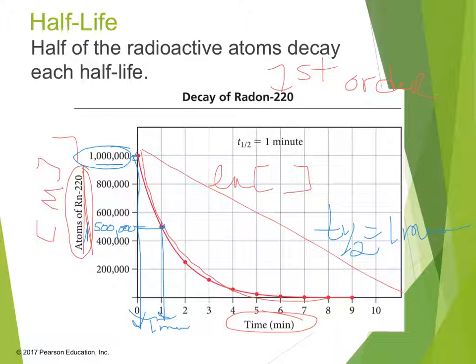So let's randomly pick another point. That looks about 100,000 atoms at 3 minutes. Half of 100,000 is 50,000. How long does it take to get from 100,000 to 50,000? As it approaches zero, it's obviously harder to see, but 50,000 is somewhere around here. Anyway, it really should be 1 minute again. So the half-life should be 1 minute regardless of where you measure it. It should not change for a first-order process.